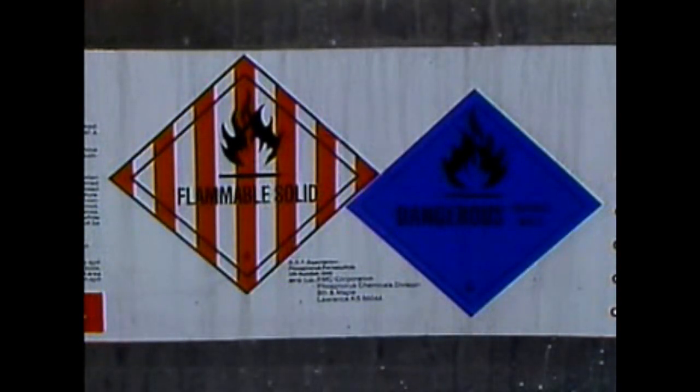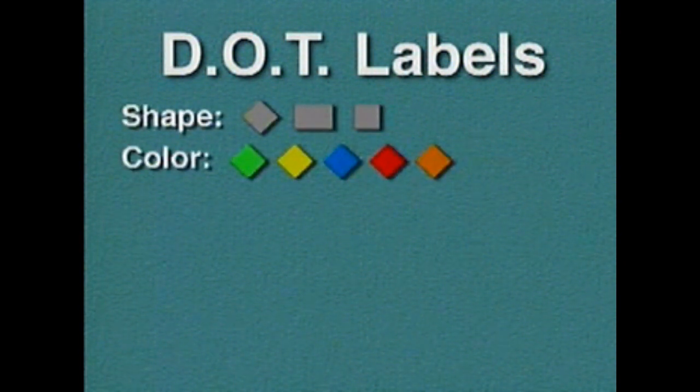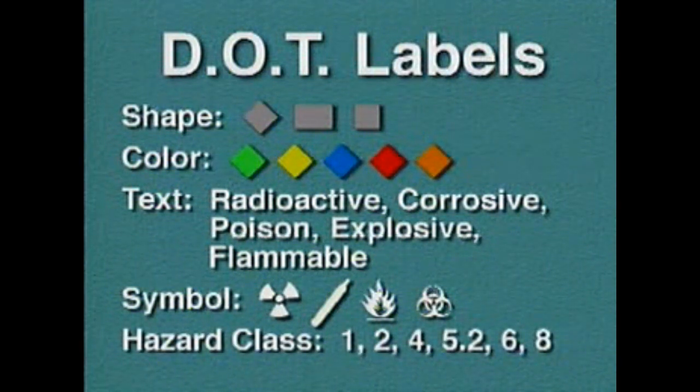Other labels are required for materials that are being transported from one location to another. These are Department of Transportation, or DOT labels. DOT labels use different shapes, colors, text, symbols, and numbers to identify the hazards associated with the material.